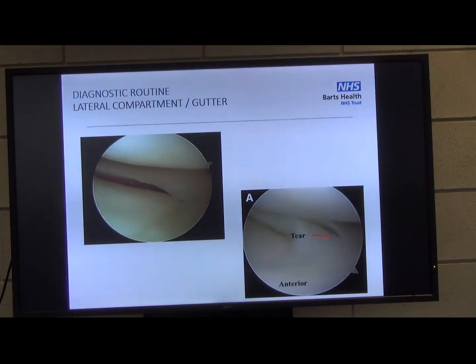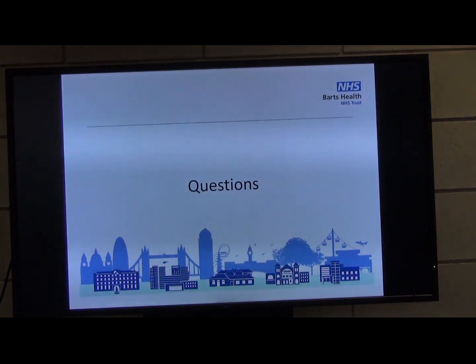So same thing laterally. You need to look at the lateral femoral condyle, the plateau, and the lateral meniscus. Use a probe, check the body, the posterior horn, the anterior horn. Again, a thorough examination is very important. If you find a tear, as I said earlier, describe it well. Make a decision as to whether you will repair it or resect it. That's it really.